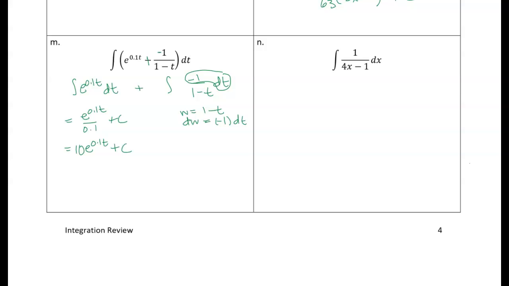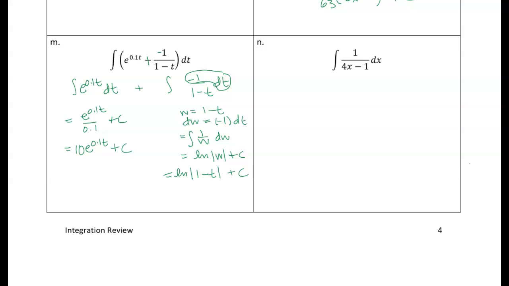Okay, so if we rewrite that, we'll get the integral of 1 over w dw, which is the natural log of the absolute value of w plus c. And then we can put our expression for t in for w. So we get the natural log of the absolute value of 1 minus t plus c. Now we need the absolute values this time because this 1 minus t could be negative, and we don't want to take a natural log of a negative number.